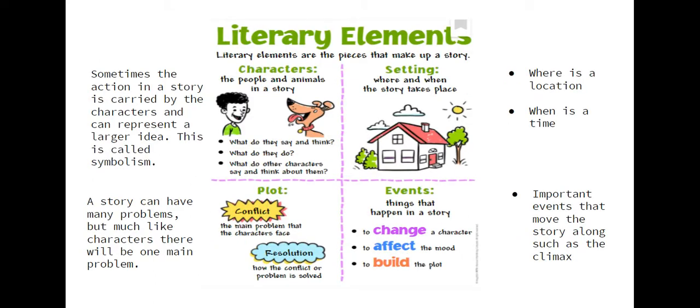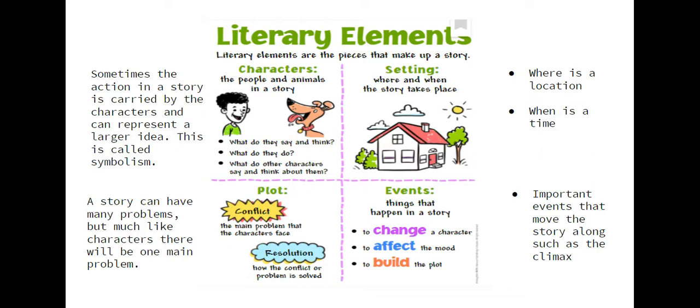Looking at our anchor chart, we have literary elements. As you see, there are 4 major ones set on this anchor chart. Looking at the top right-hand corner, we have characters. You know the characters can include people, animals, and even objects.